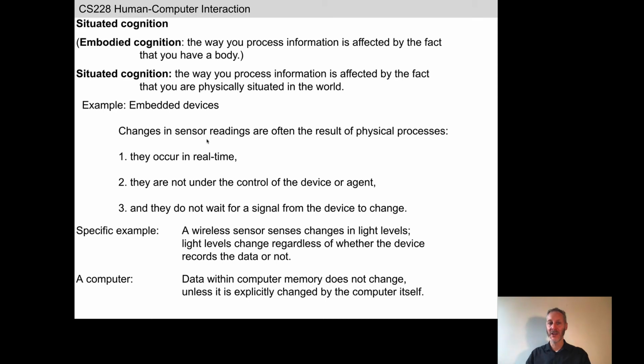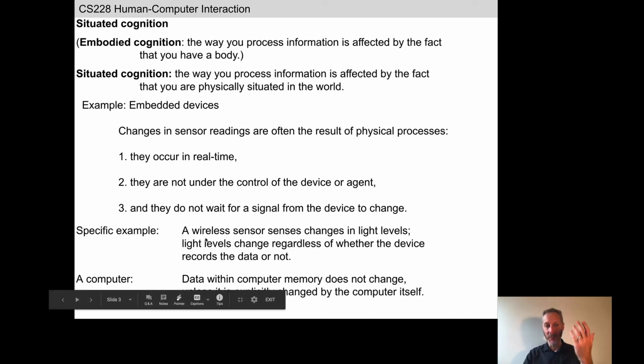A further step beyond event-based programming is embedded devices, which is some code that is connected directly to a sensor, and that sensor is sending real-time signals into the device. So we're assuming that embedded devices don't have control over the incoming signal. It's arriving immediately. And they don't have to wait for a signal from the device to change, right? So a computer sort of buffers input coming from the keyboard or mouse and processes it internally when it's ready. An embedded device is very different.